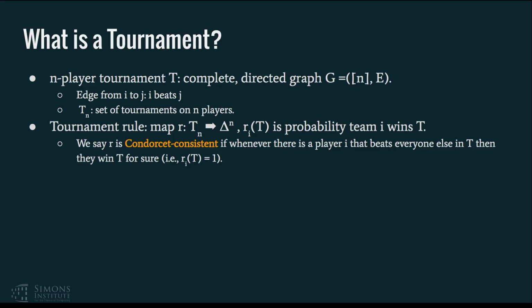We say a rule is Condorcet-consistent if whenever a team wins all their group stage matches, or when they beat every other team, then they're declared the winner with probability 1. We think this is a very reasonable and important property when considering competitions like the World Cup or the Olympics. It seems very fundamental.